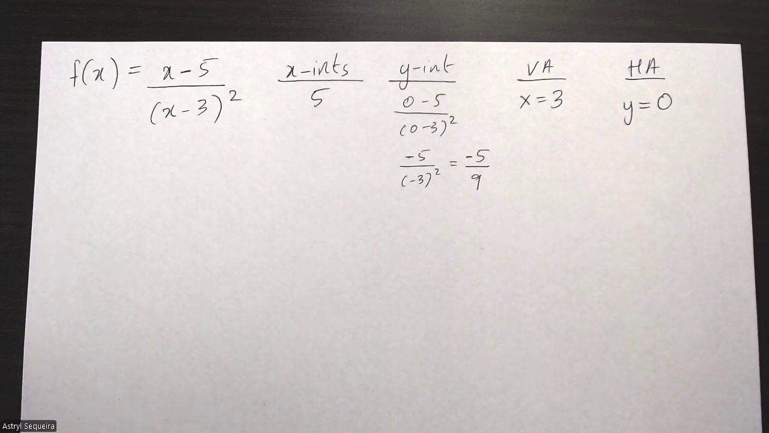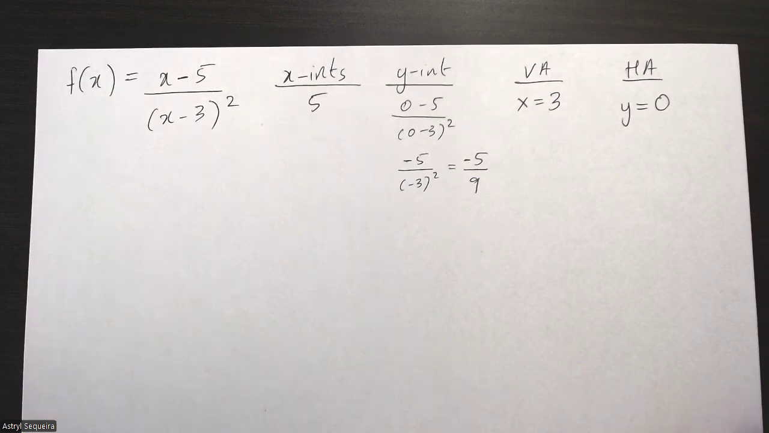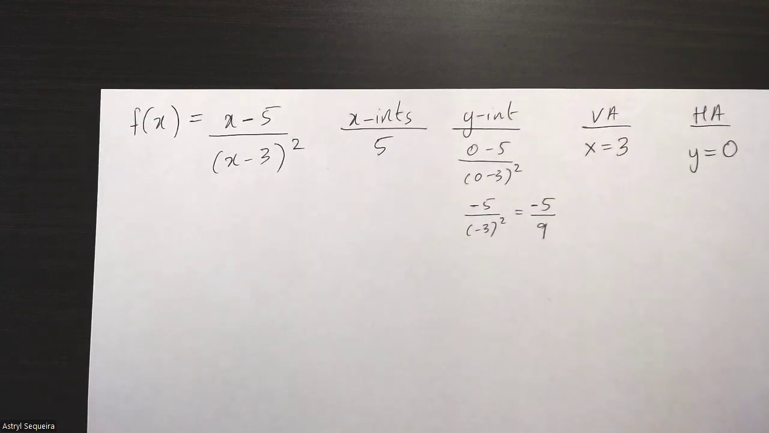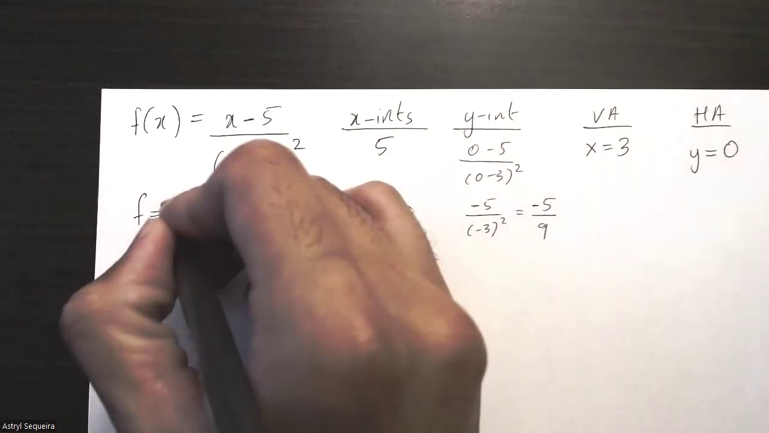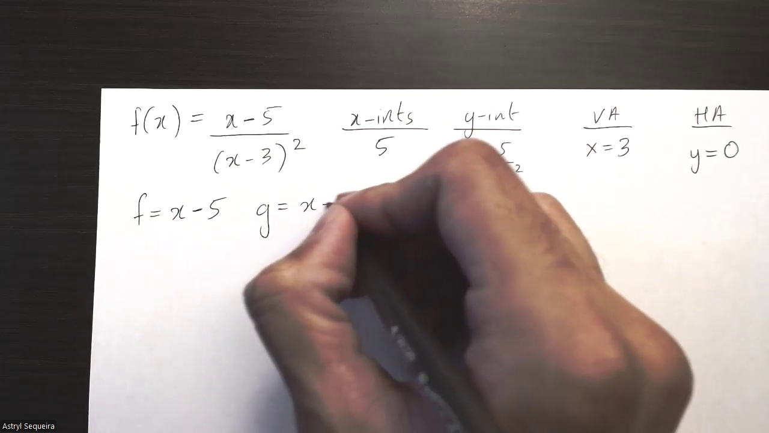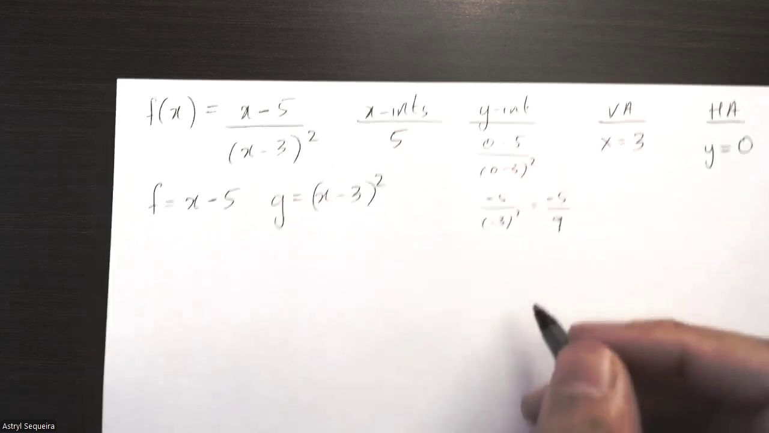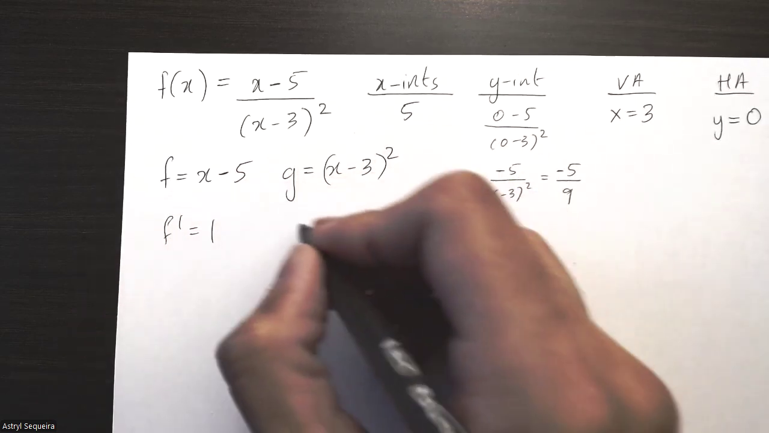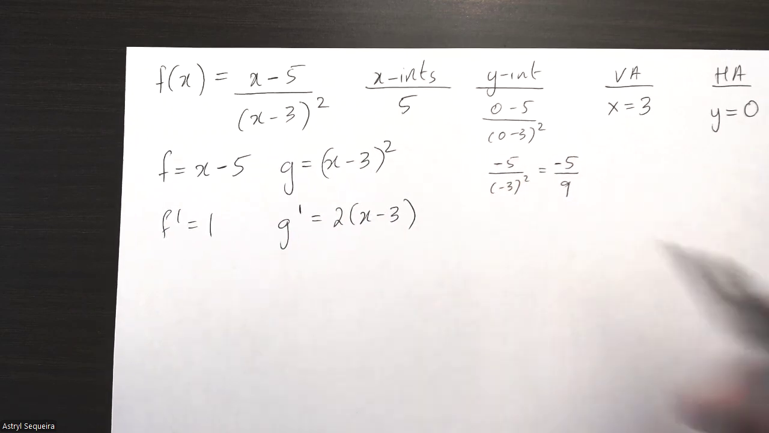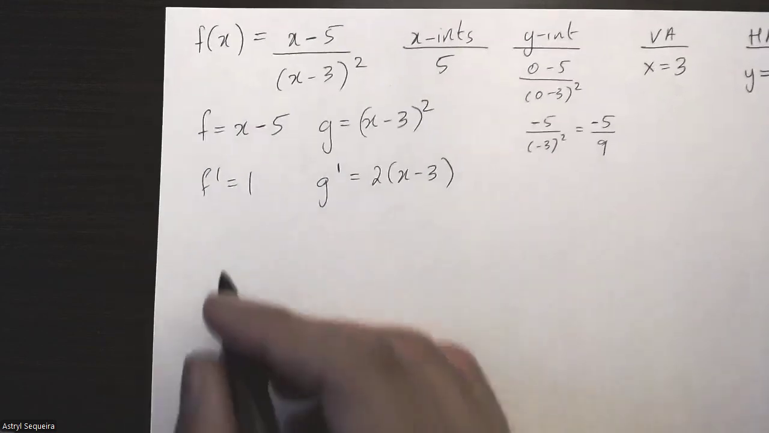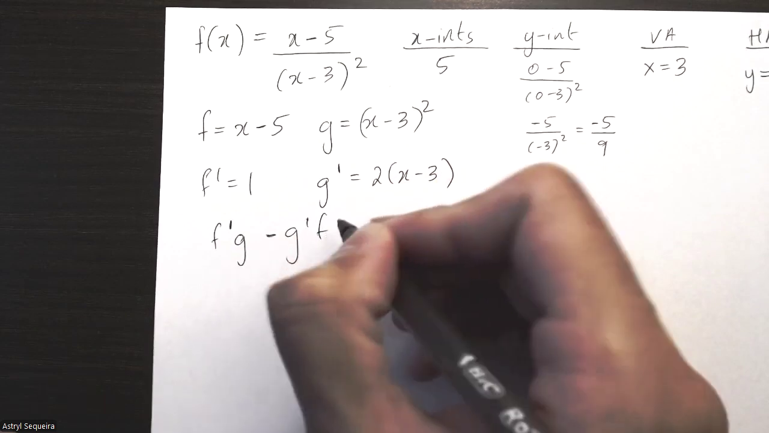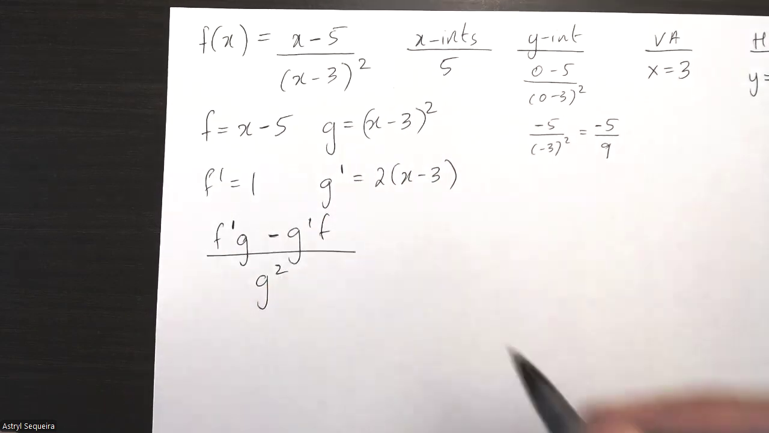So next, we will derive our equation to find the critical points. To derive this equation, I have to use my quotient rule. So f equals x minus 5, g equals x minus 3 squared, f prime is just 1, g prime is just 2 times x minus 3, and then it would be times 1, but I don't really need that. And then I'm putting in my quotient rule, which is f prime g minus g prime f divided by g squared.